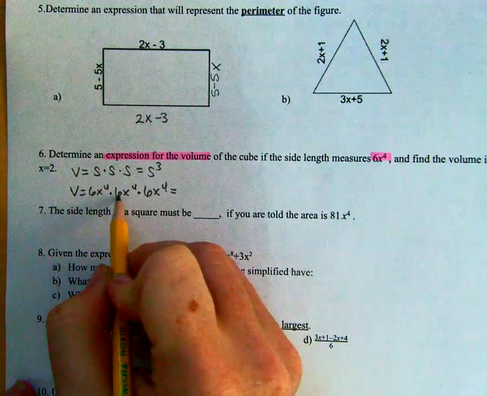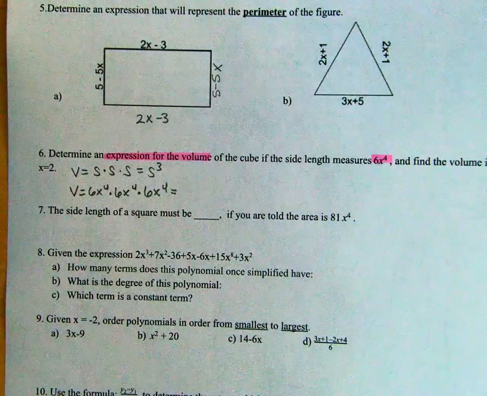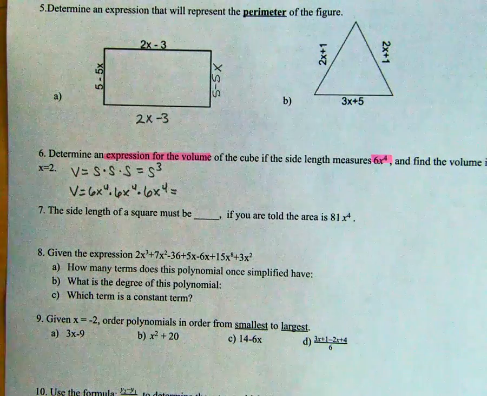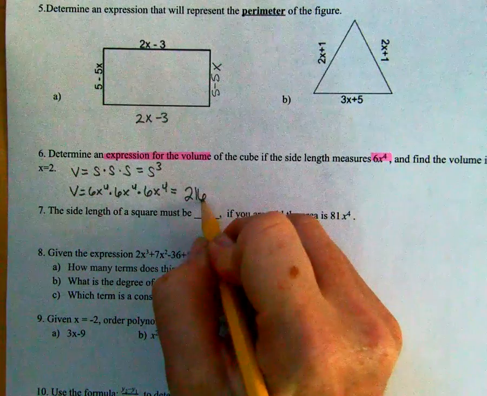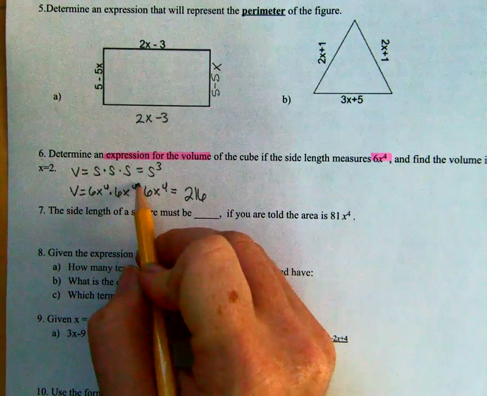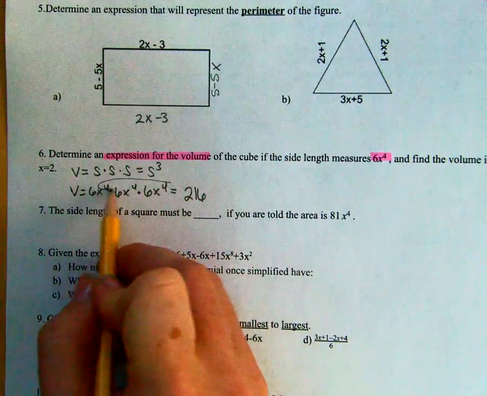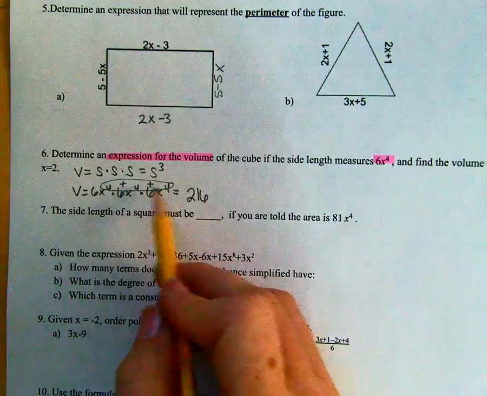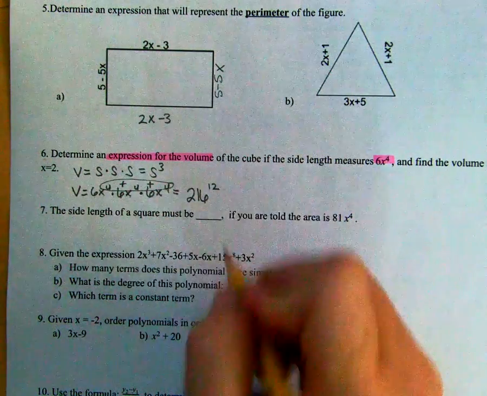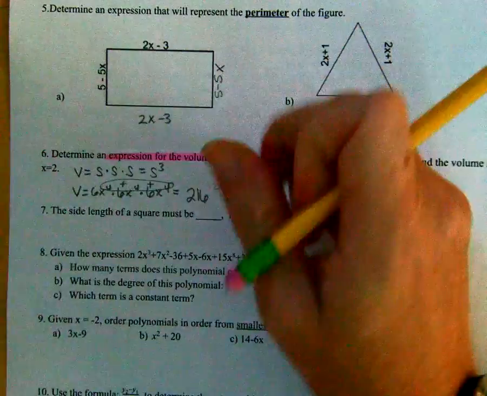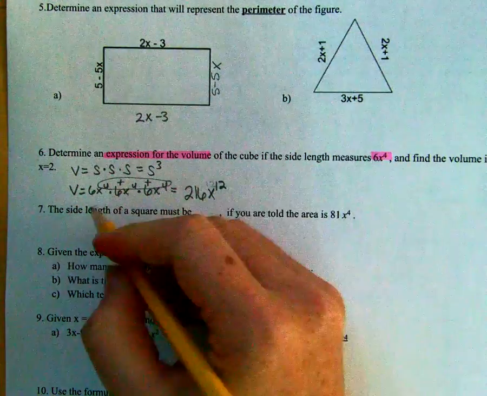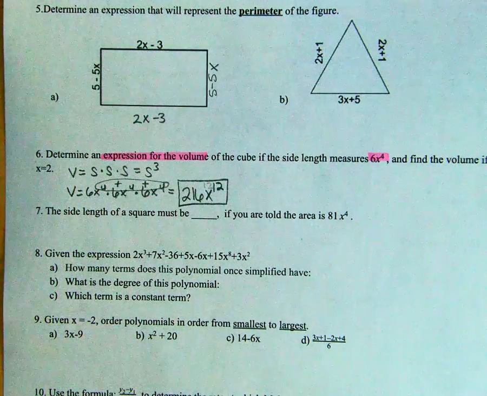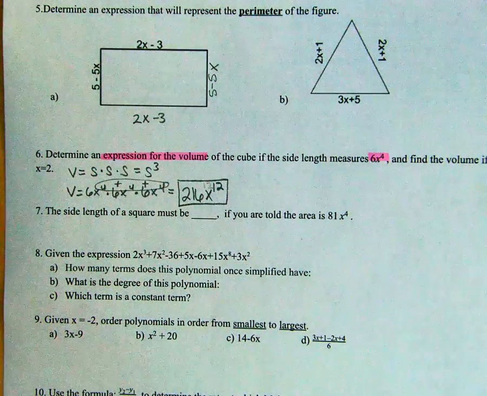And then 6 times 6 is 36, and 36 times 6 is 216. And then x to the fourth times x to the fourth times x to the fourth. Because I'm just multiplying like bases, I can just add the exponents. 4 plus 4 plus 4, which would be, I need an x here, sorry. x to the 12th, right? It would be like multiplying x 12 times. So here's an expression for the volume when I don't know x, okay?